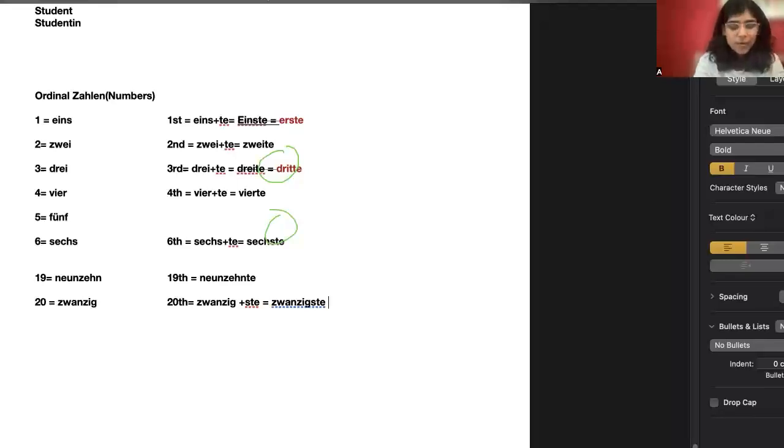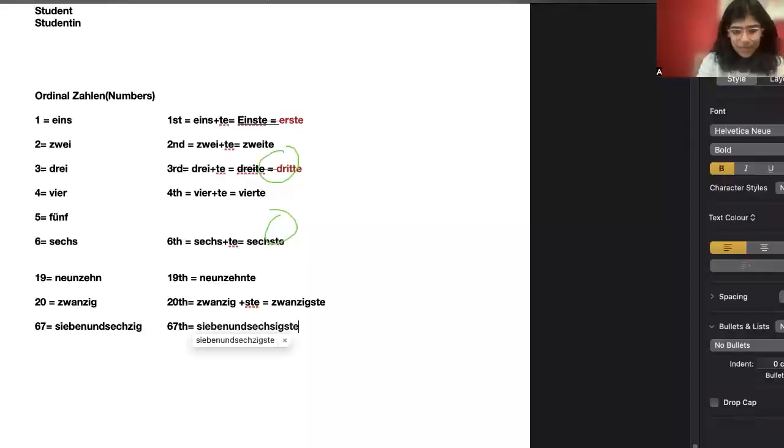Now if I ask you a random number, let's say what is 67? 67 is siebenundsechzig. When we talk about 67th, it will be siebenundsechzigste. Again, if you notice here, we have ste. This is what you have to remember.